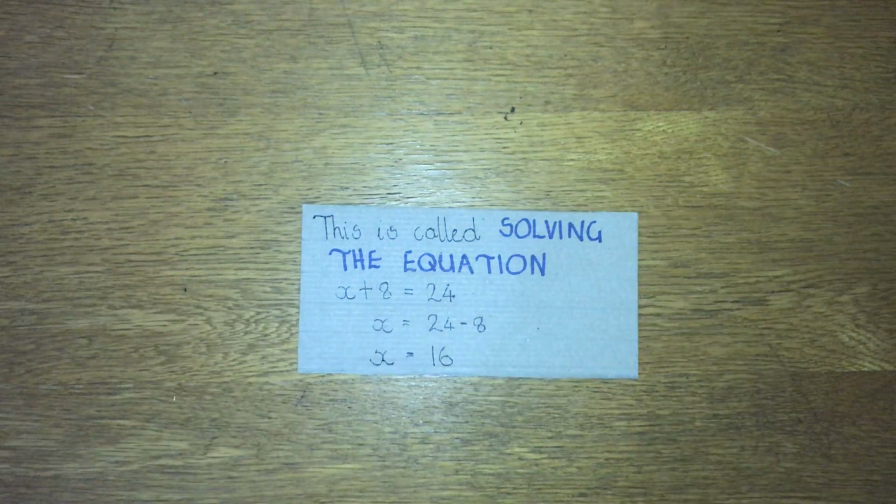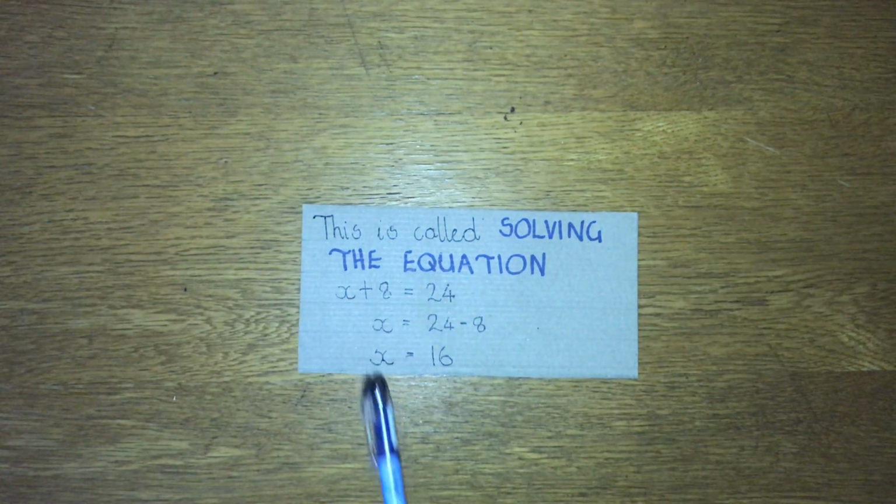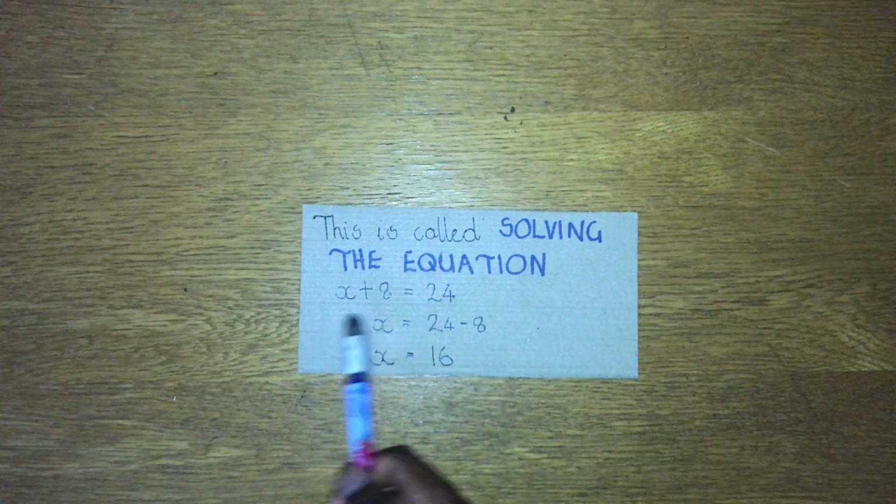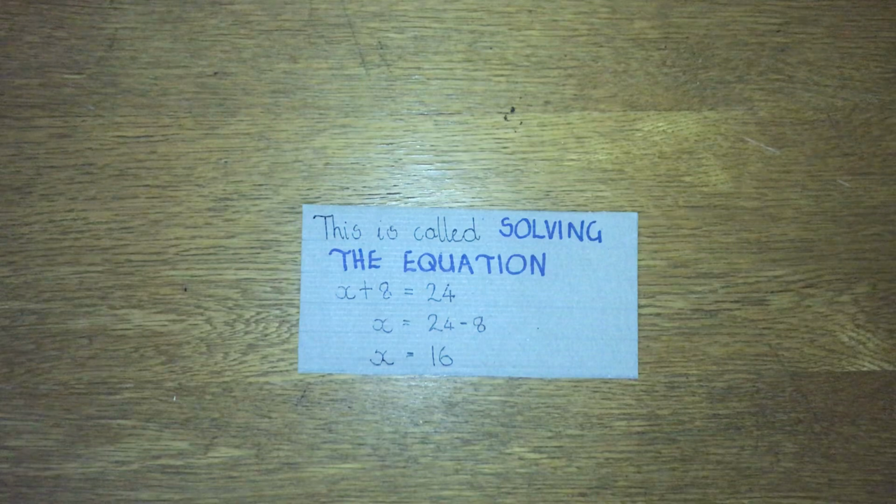This is called solving the equation. Let us look at this equation that we have here. X plus 8 is equal to 24. Now, as we can see, this equation is not grouped in terms of like terms. So what we have to do is to group it in terms of like terms.